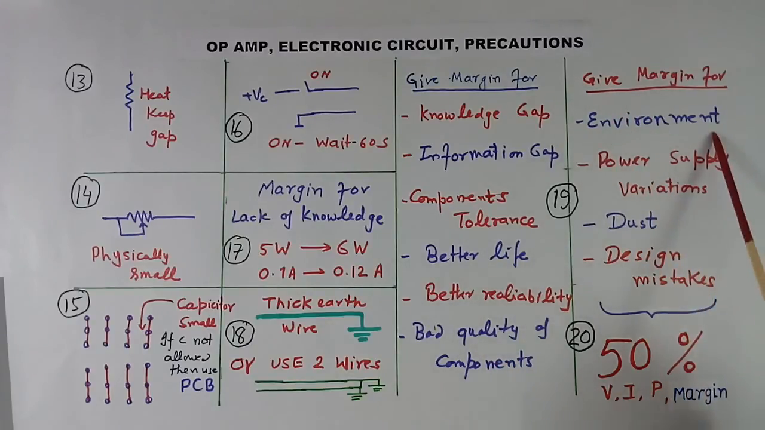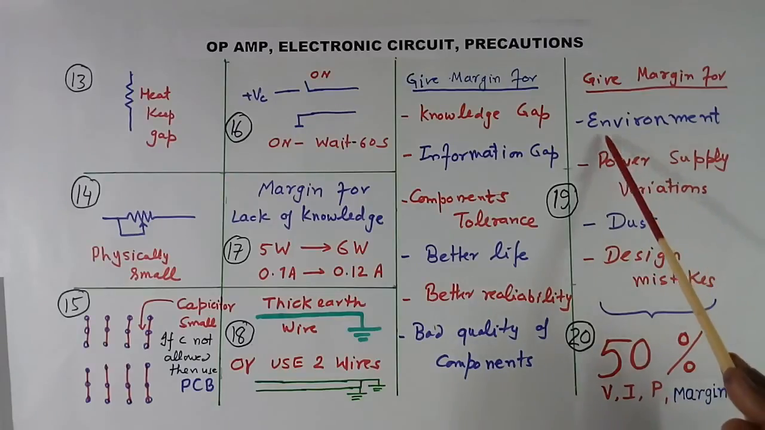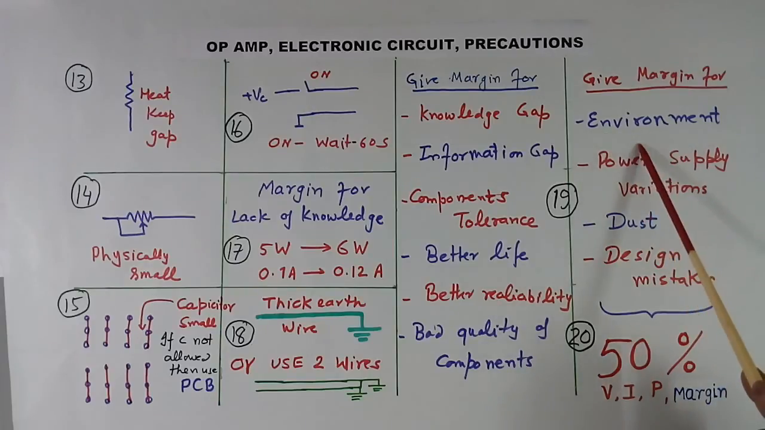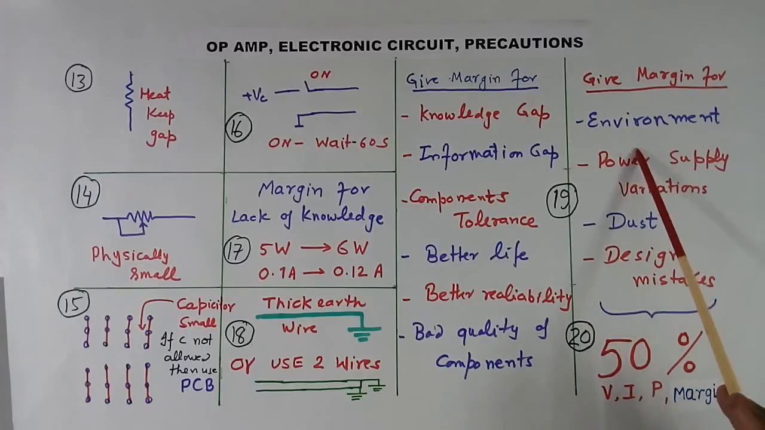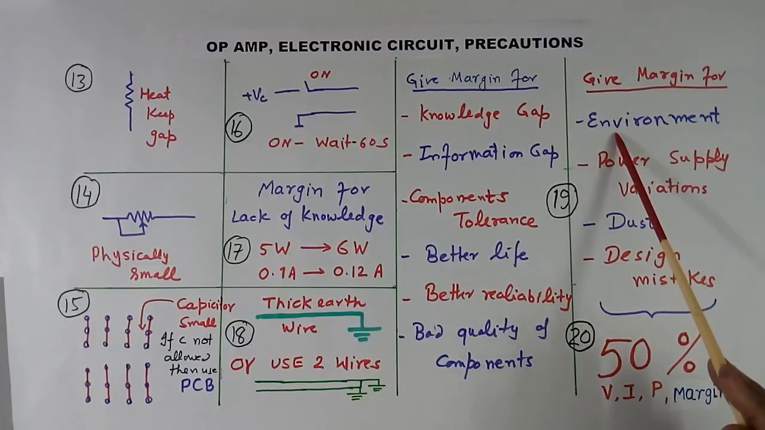Now give margin for environment. What is this? Suppose you are testing some circuit somewhere where there is AC or the area is cold. It will work. But you go to some other city where the temperature is 45 degrees, 48 degrees, reaching 50 plus also in many cities, then the circuit will fail. Because of these environment variations, you must give some margin. This same module or circuit should work in every city, not only in your air conditioned lab or only in your house, it should work outside also.